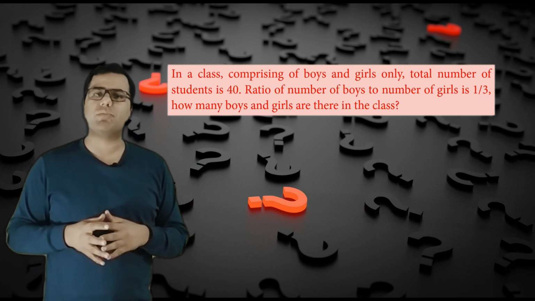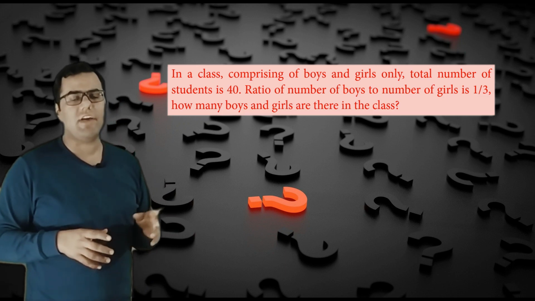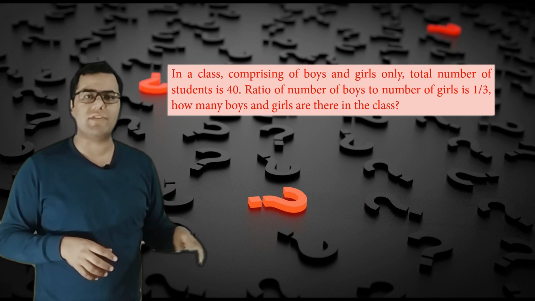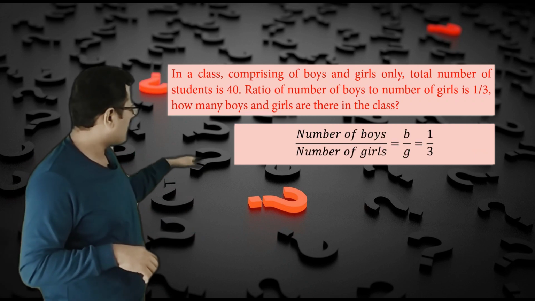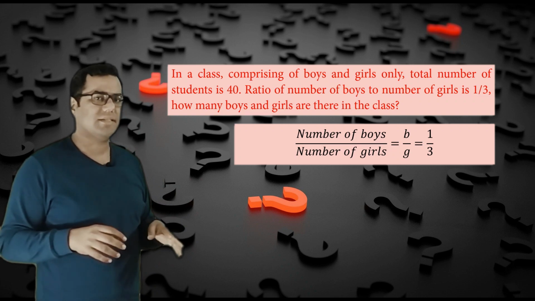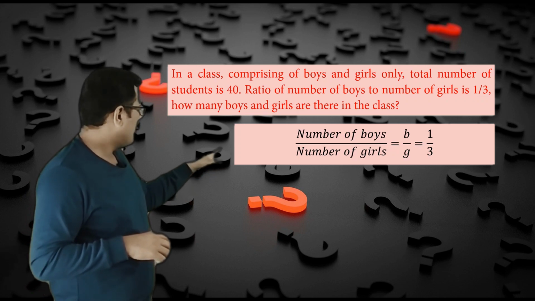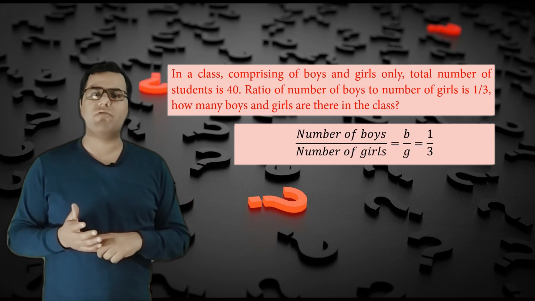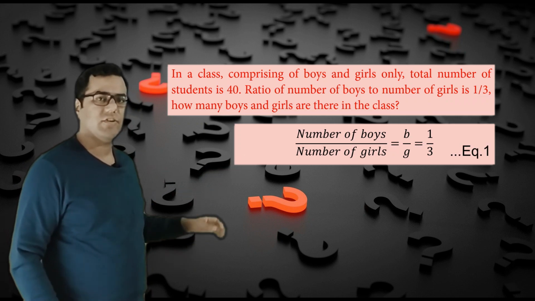Now, this is also a ratio problem. And now, how do we go on to solve this problem? We have been given that there is a ratio, so we first write the ratio equation. What I'm going to write is the number of boys divided by number of girls. To simplify, I will simply write that B divided by G equals 1 by 3, where B is number of boys and G is number of girls. I'll write this as equation number 1.